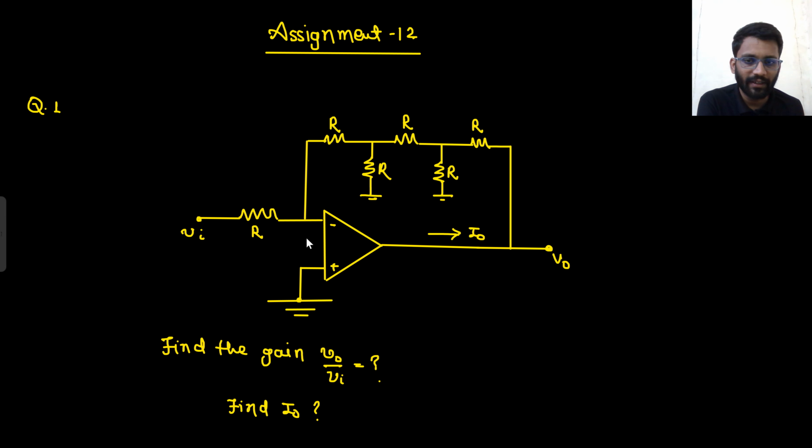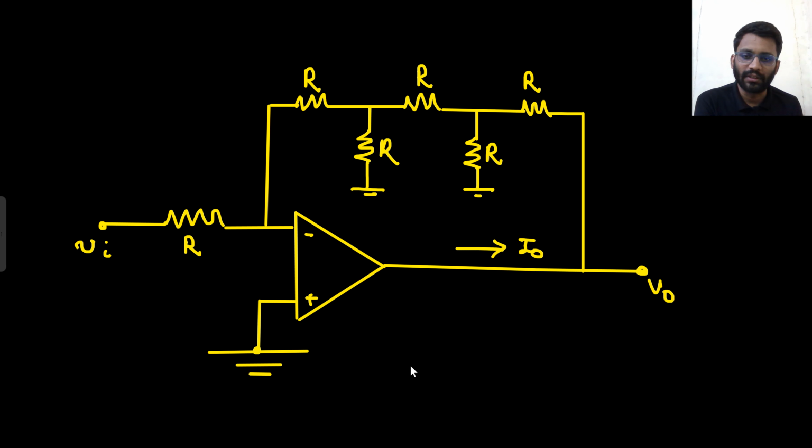This is a negative feedback, so this 0 will come here. So how much current will be flowing here? V in by R, right? So let's make this circuit on the next page and then solve it. Our target is to find V naught by V in and I naught. So this is the circuit.